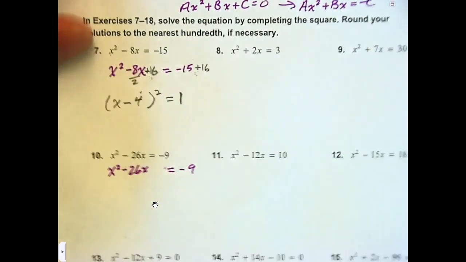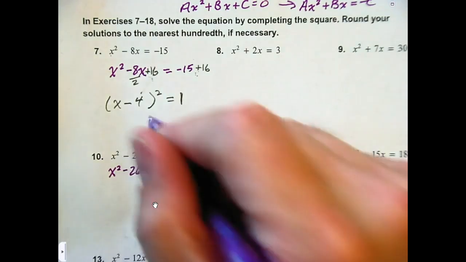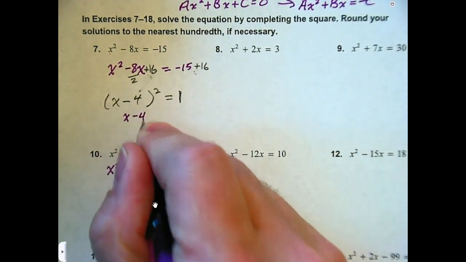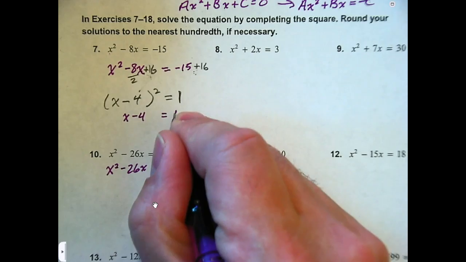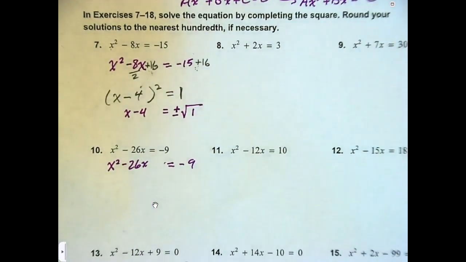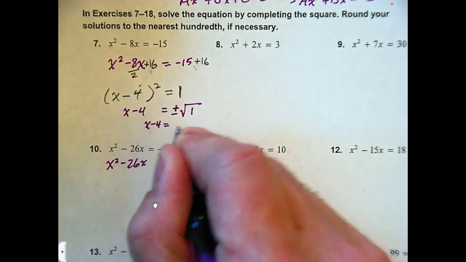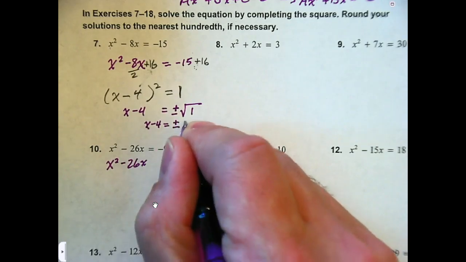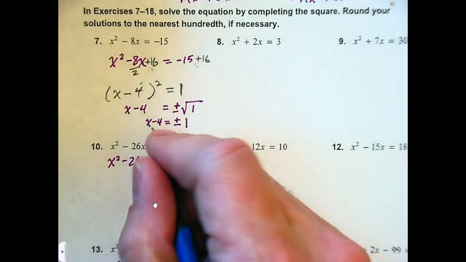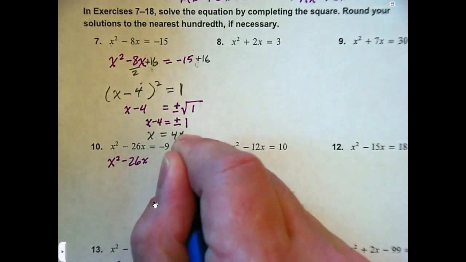And now how do I solve that? Remember back to our warm-up today. What's the first step to get rid of that squared? Take the square root of each side. And when I impose a square root, it is plus minus. Plus minus the square root of 1, which is actually 1. So I get x minus 4 equals positive negative 1. How do I get rid of the 4? Add 4. So x is equal to 4 plus minus 1.